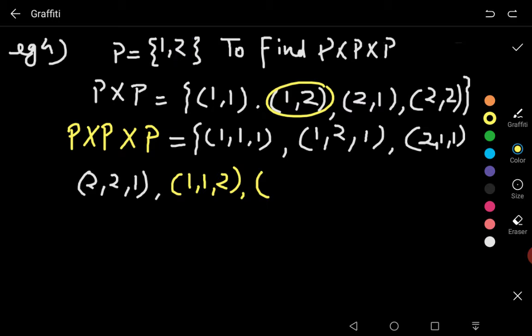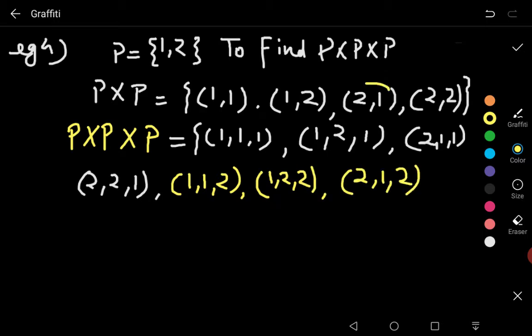So we will write it as (1, 2, 2). The next one will be (2, 1, 2). Right. Then the last one will be (2, 2, 2). So this is our P multiply P multiply P. By doing so we get the triplets, right?